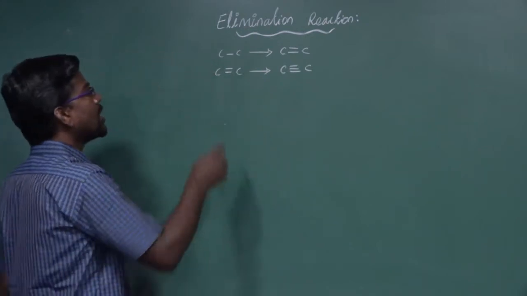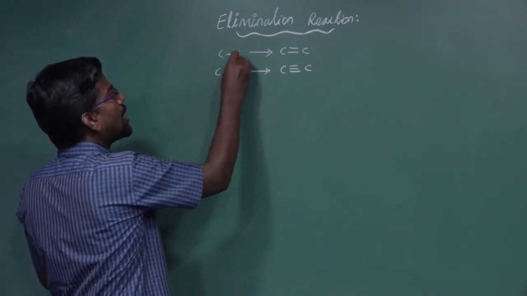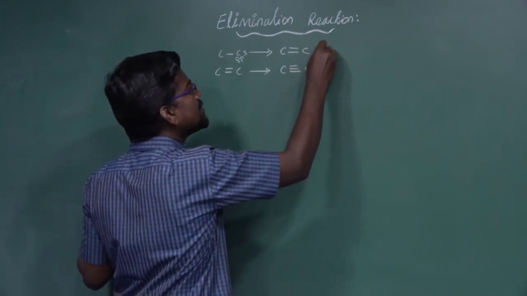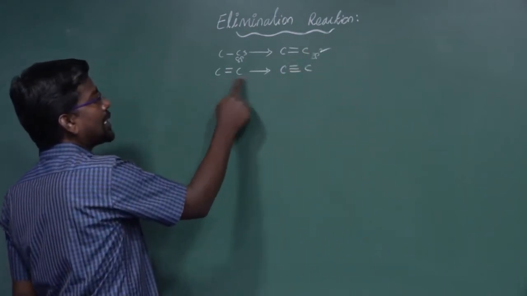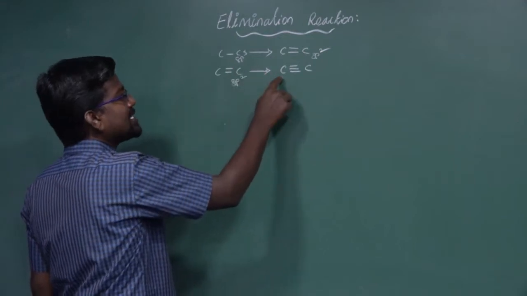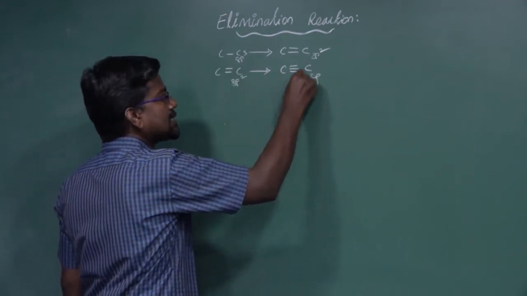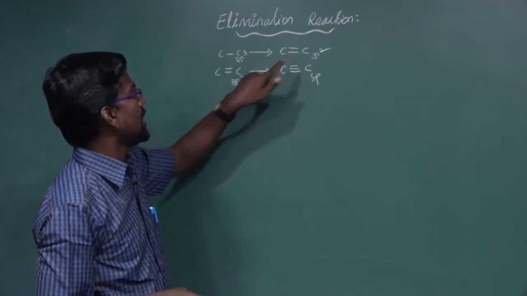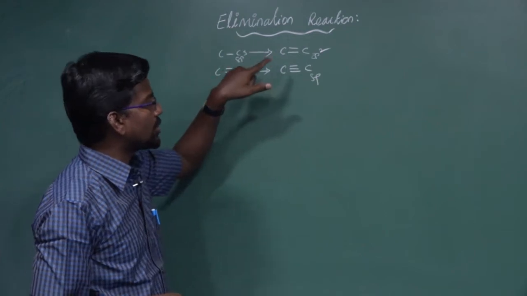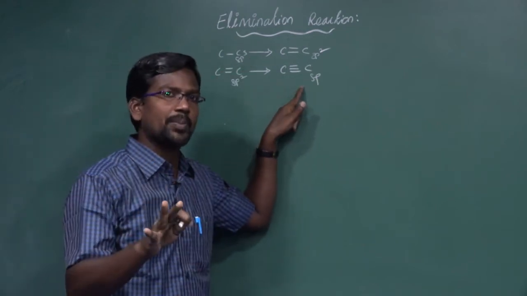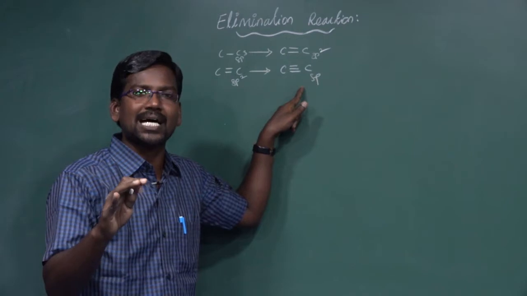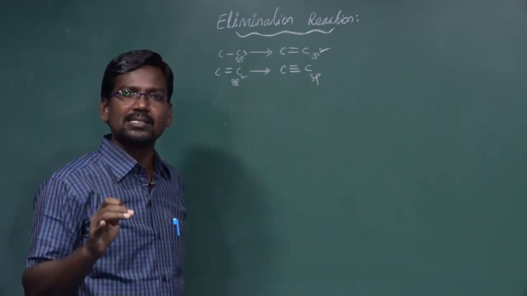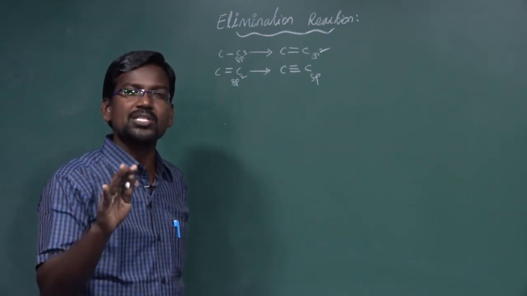What is the hybridization of a carbon-carbon single bond? sp3. A double bond? sp2. A triple bond? sp. So sp3 hybridized carbon can be converted to sp2 hybridized carbon, and sp2 into sp, as a byproduct is eliminated. This process is known as elimination, which is always accompanied by a change in hybridization.